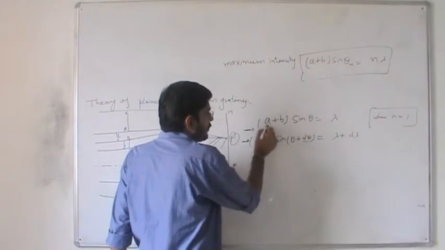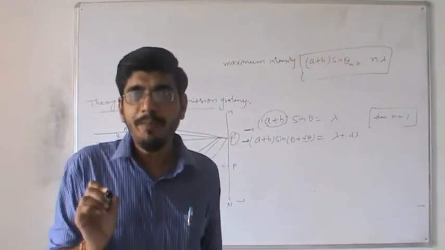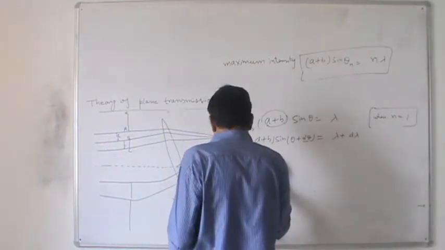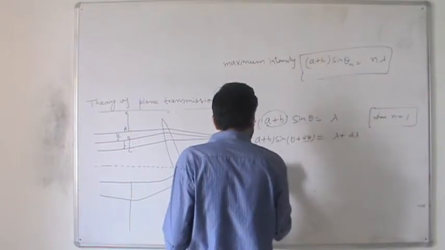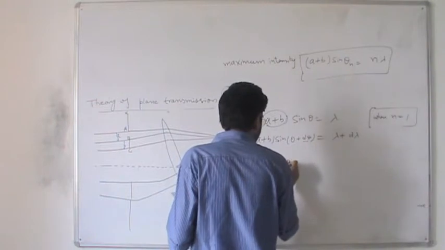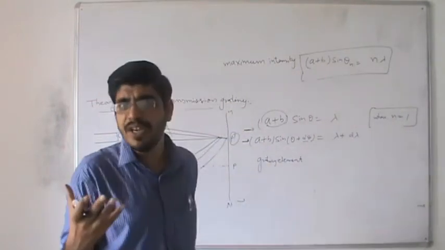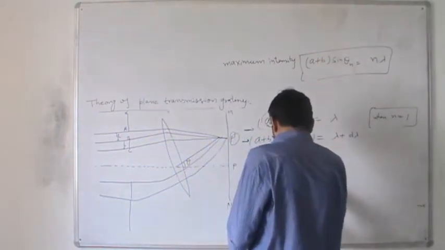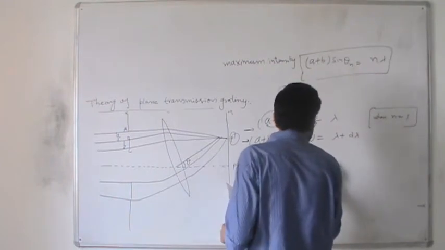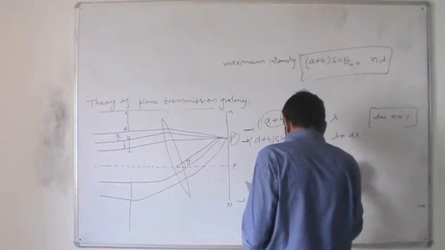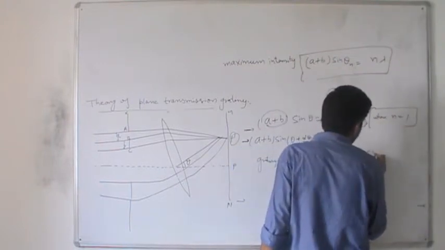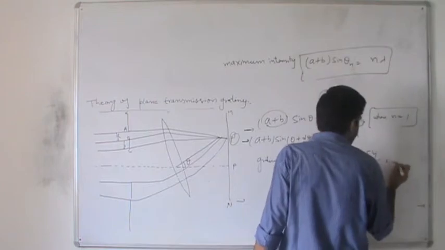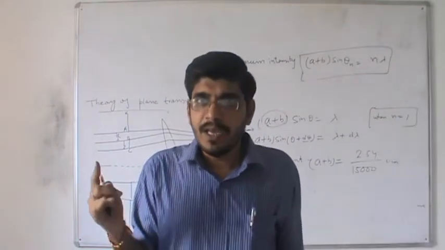Now A plus B is an interesting part. A plus B is known as the grating element, sometimes known as the grating constant. Both are the same thing, grating element or grating constant. So the grating element A plus B will be equal to 2.54 upon 15,000 centimeter. Basically it's nothing but a number of lines.